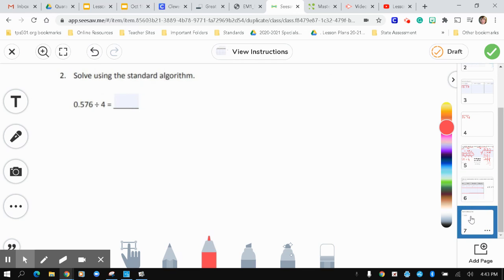And then your second question for the exit ticket is to just solve it with the standard algorithm. So I try to give you plenty of space, but if you are having a hard time, do it on your whiteboard. The best thing that you could do too is you could actually include a picture by taking a photo of your whiteboard that shows all of your steps if you'd like to do that as well. All right, good luck, Bella.